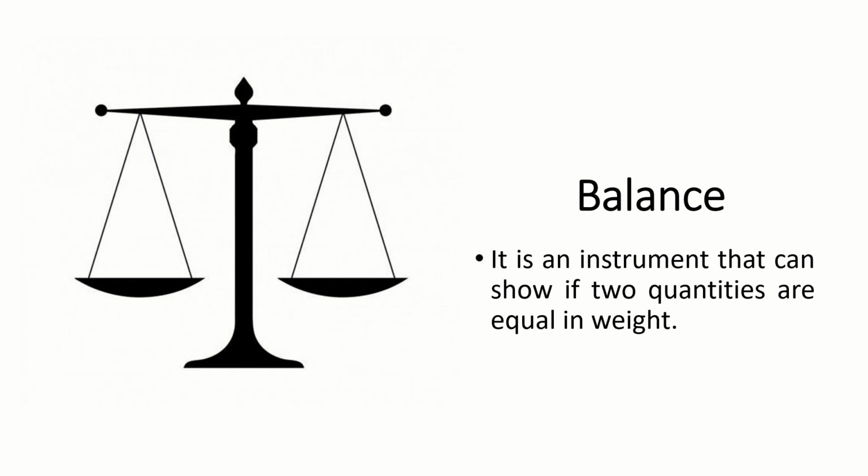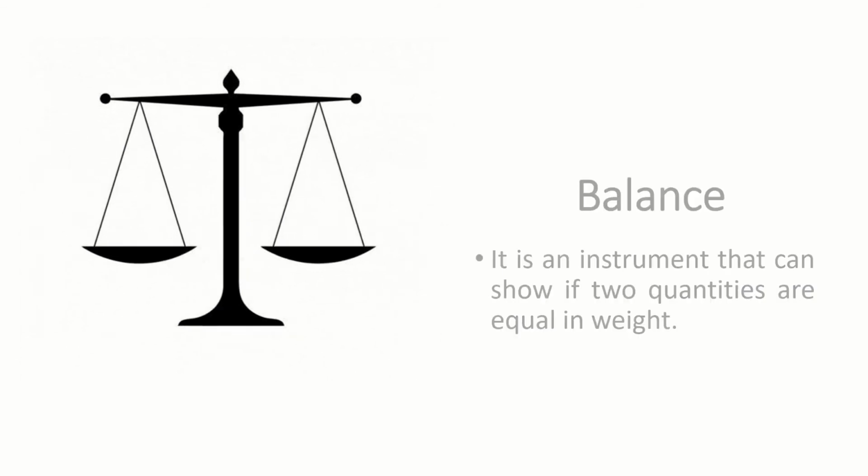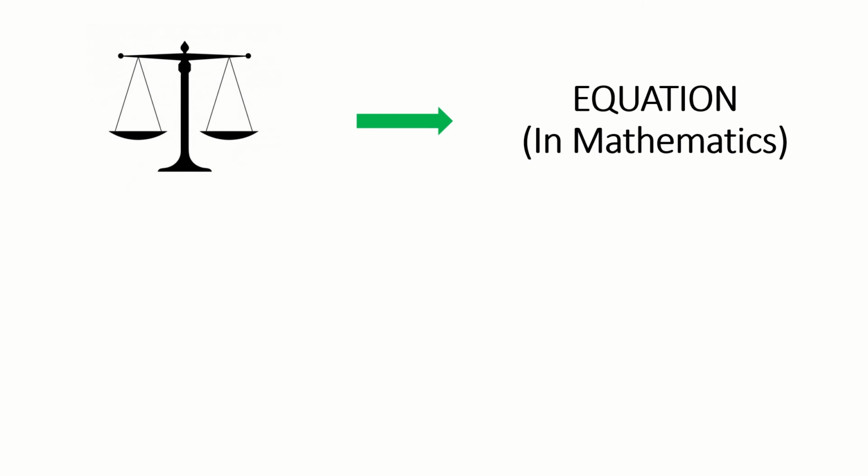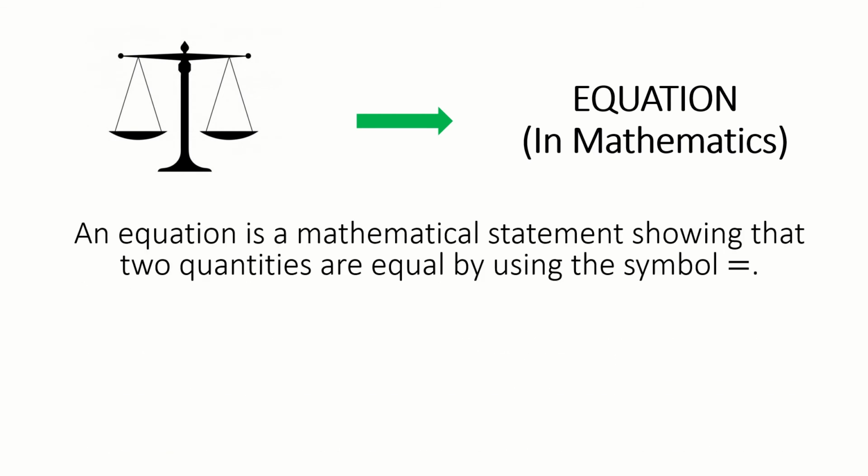So the best way to easily understand equation is to think of a balance. So if you try to recall from your previous lessons, even in grade school or even the previous chapter, a balance is an instrument that can show if two quantities are equal in weight. So the concept is similar when we try to deal with equation in mathematics. So when we talk about equation, it is a mathematical statement showing that two quantities are equal by using the symbol which is an equal sign.